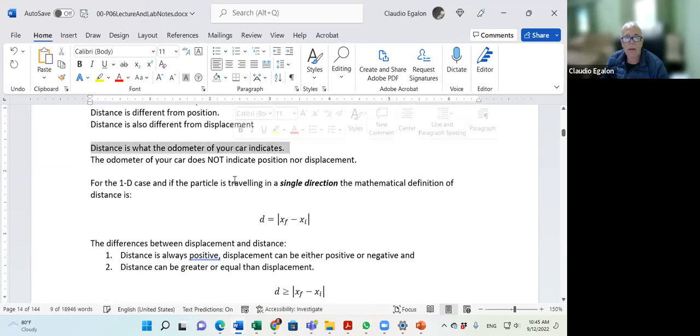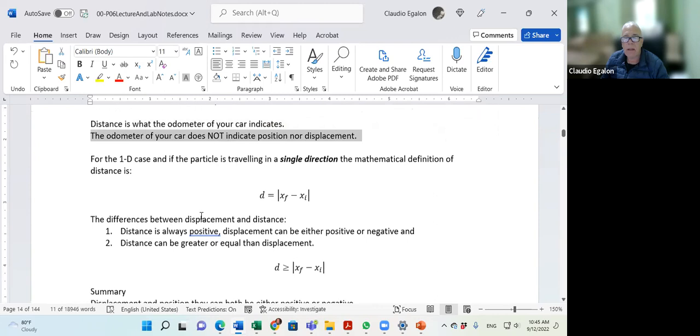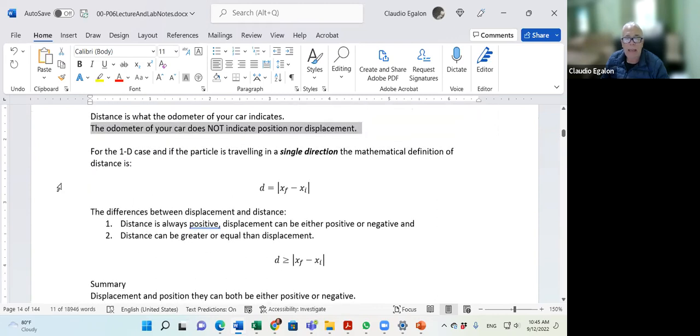Distance is what the odometer of your car indicates. The odometer of your car does not indicate position or displacement. Mathematically speaking, that's how we define distance traveled in a single direction for the one-dimensional case. If you change the direction, then we cannot define that mathematically. Distance is always positive and can be greater than or equal to displacement, depending on the situation.